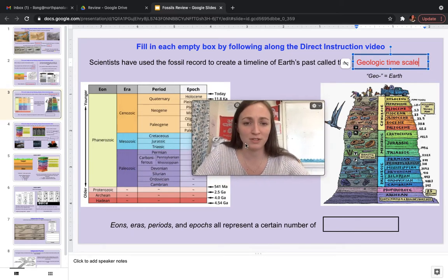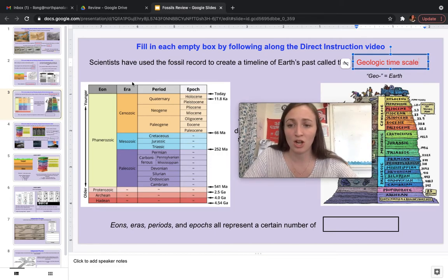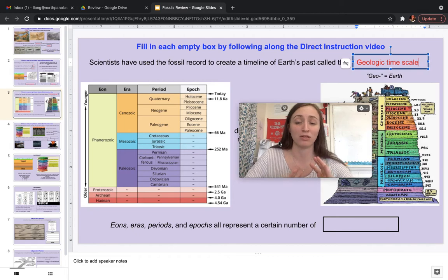So if you ever see, especially over here, different labels of time periods like eon, era, period, that's what I keep saying. They're just talking about a certain amount of time. You do not need to know how long an eon is or how long an era is. Just know that if they are pulling that up, that is what they're talking about. It's just a period of time.